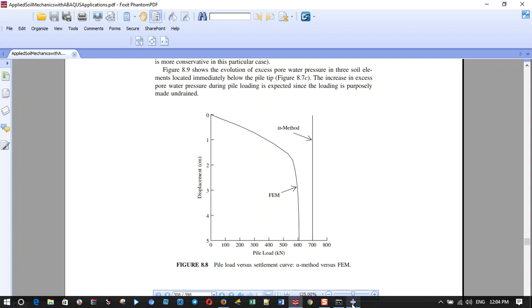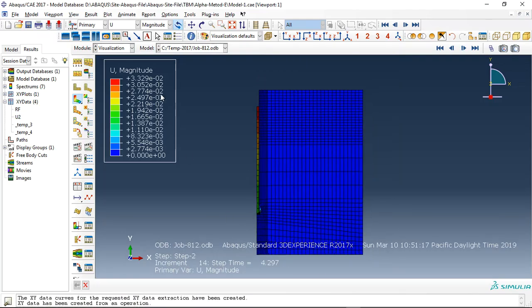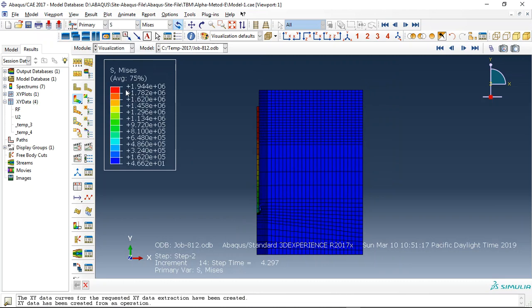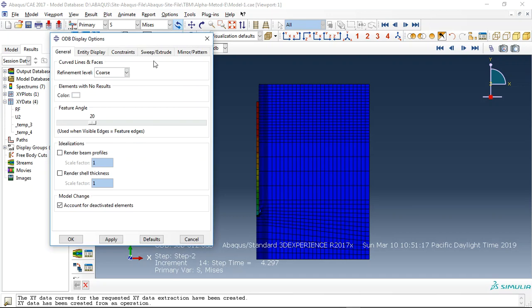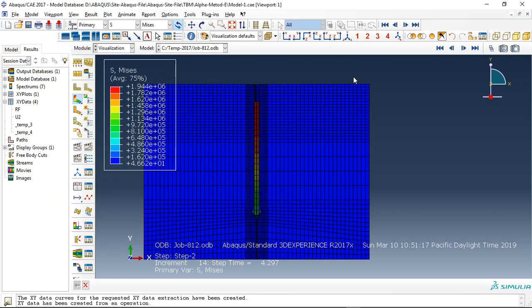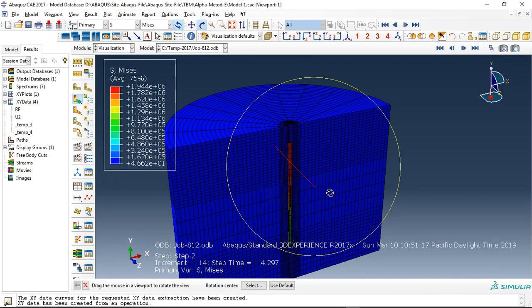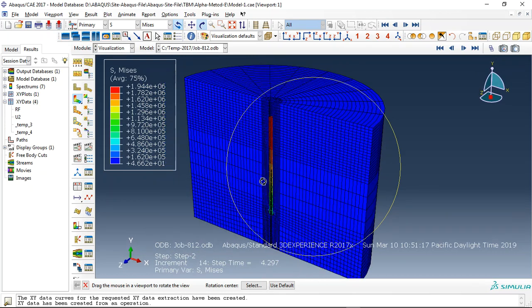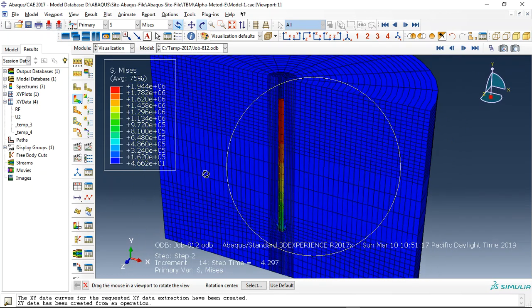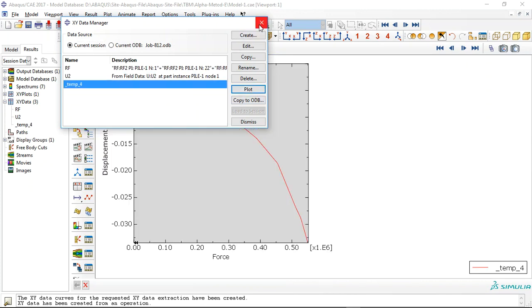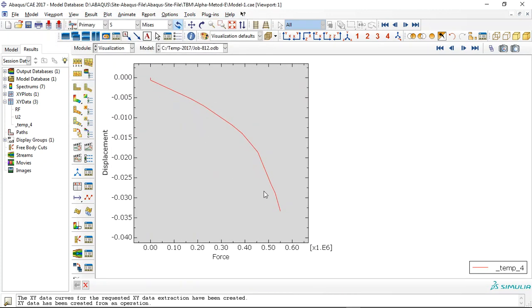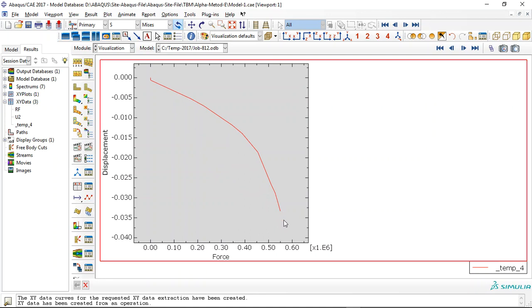So I did this model in Abaqus CAE 2017. You can see this is the stress, and if I use the ODB and rotate it 360 degrees, you can see that this is an axisymmetric model. And if I draw the diagram for that, you can see if we keep this diagram, we will get something like that.